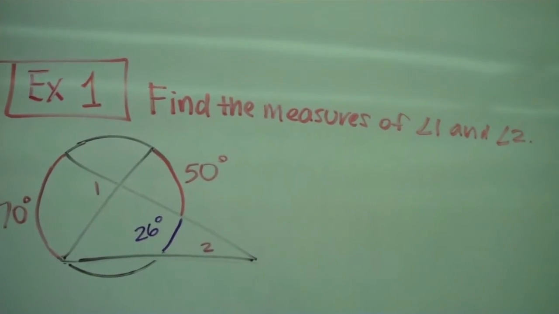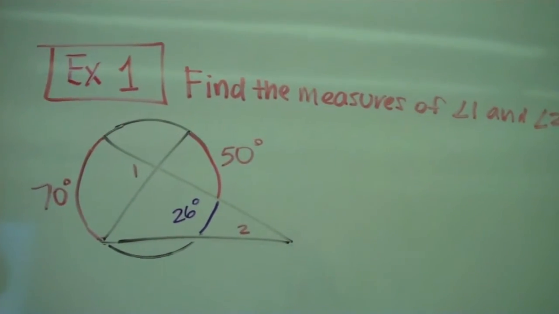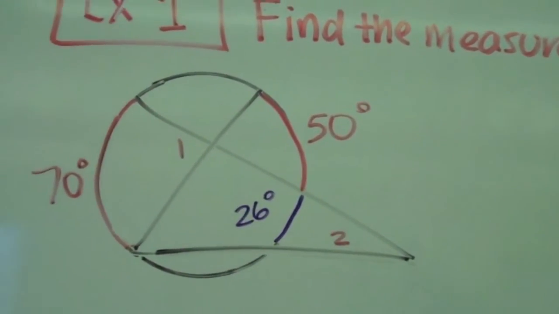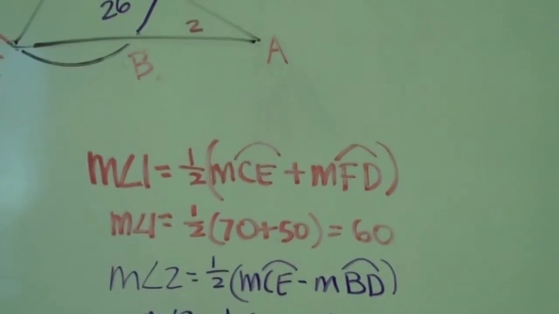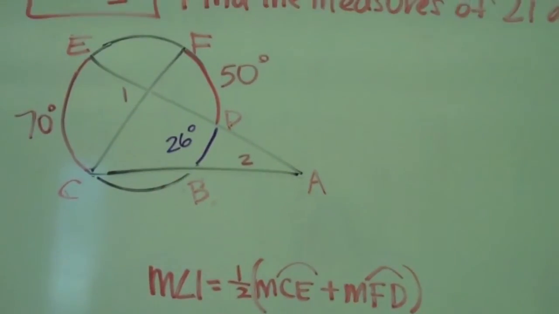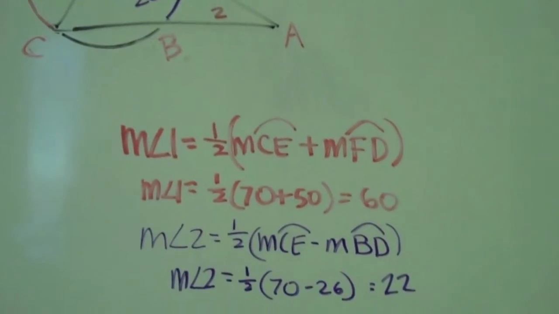Example 1. Find the measures of angle 1 and angle 2. Solution. Measure of angle 1 equals half measure of arc CE plus measure of arc FD.